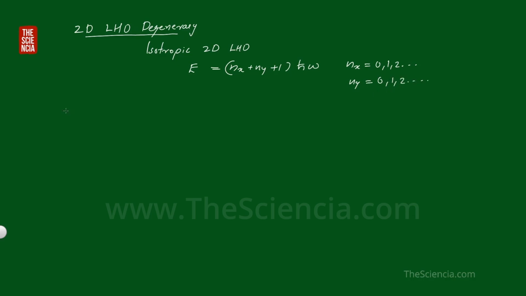Earlier when we were discussing the degeneracy problem, we made a table. What is that? That is nx plus ny, nx comma ny, nx plus ny plus 1, in increasing order. Then the energy expression, that is nx plus ny plus 1 into h cross omega, then the wave function, then the degeneracy.